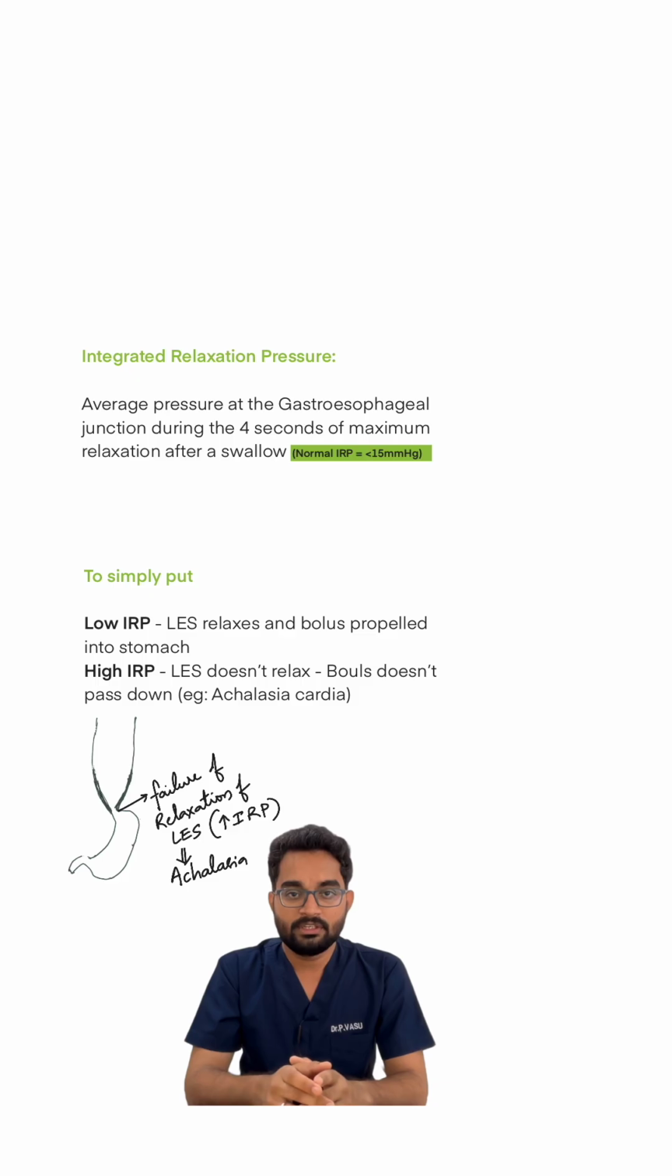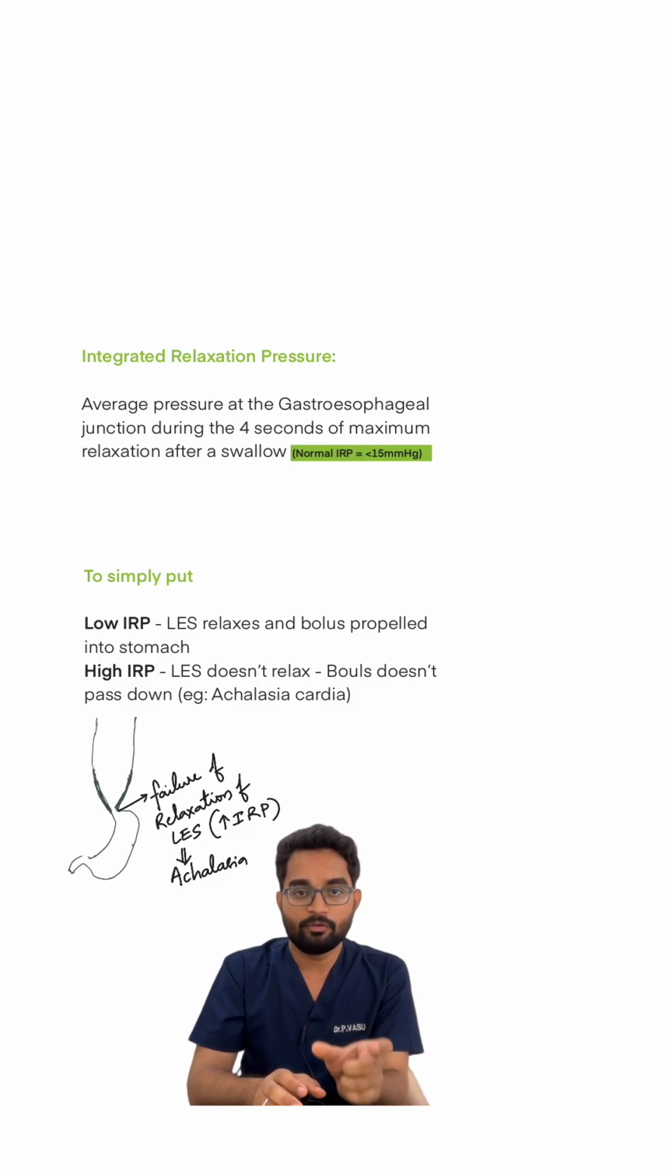Integrated relaxation pressure means we take the lowest pressure recorded at the lower esophageal sphincter for a period of 4 seconds. We take the average of these recordings over 4 seconds and calculate the integrated relaxation pressure. The normal range is less than 15 millimeters of mercury.